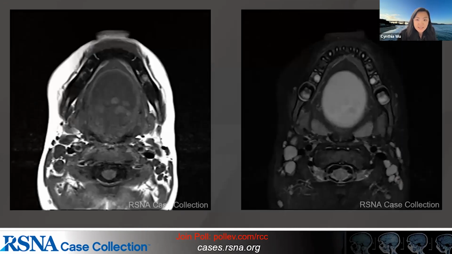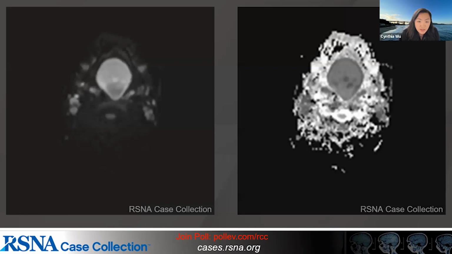Here we have, again, axial images through the floor of mouth. The first one on the left is T1 pre-contrast, and the one on the right is T2 with fat suppression. And next slide, please. Here we have diffusion weighted image and ADC map correspondingly, again, at that floor of mouth level. Let's go on to the next slide.